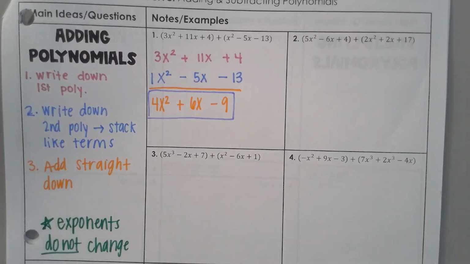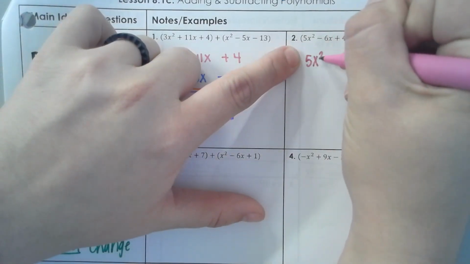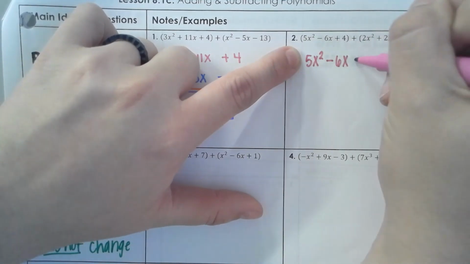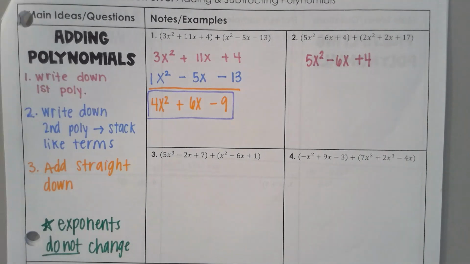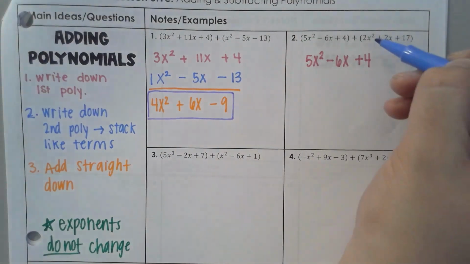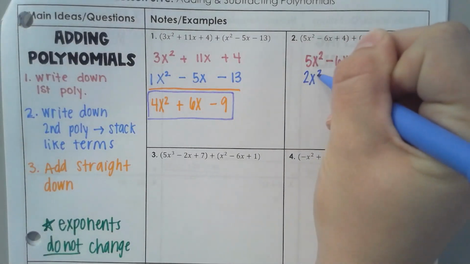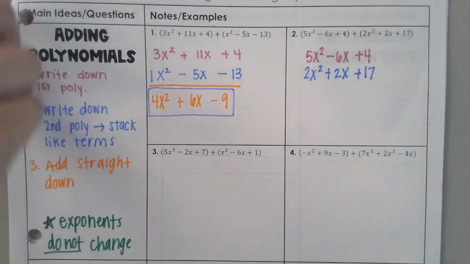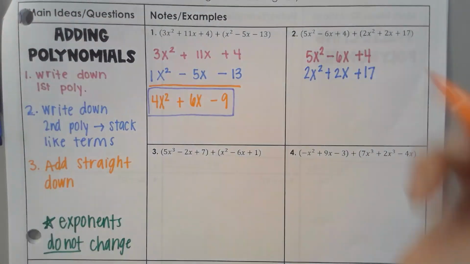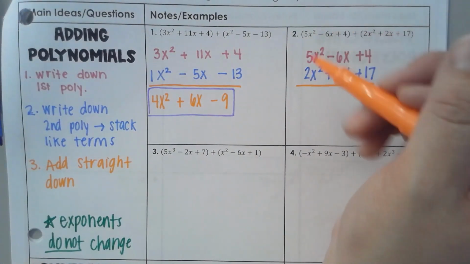Alright. Let's go to number 2. I'm going to write down the first one. 5x squared minus 6x plus 4. And then underneath that, I'm going to do my second one. 2x squared plus 2x plus 17. And then we're going to add straight down.